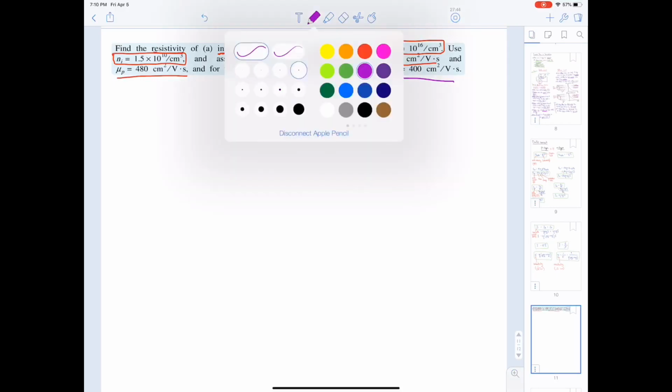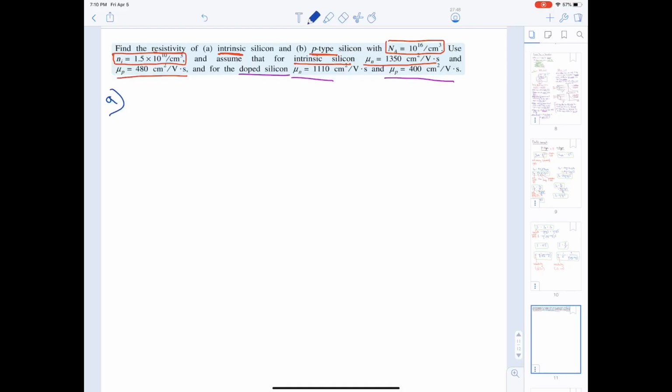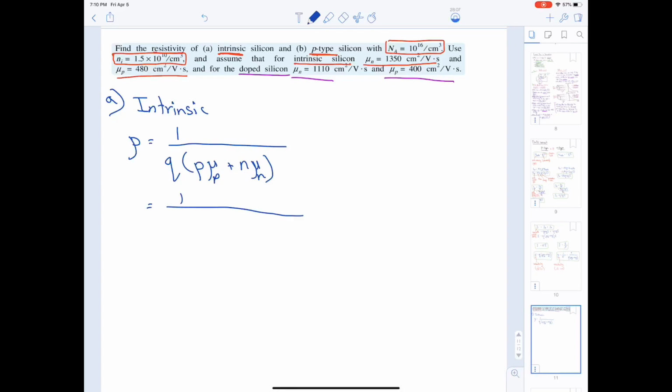Okay, let's start solving part A. For part A, we need the resistivity. What is resistivity for intrinsic? Now resistivity is 1 over q times (p mu p plus n mu n). Okay, what's q? You should know what's q. It's 1.6 times 10 to the minus 19.